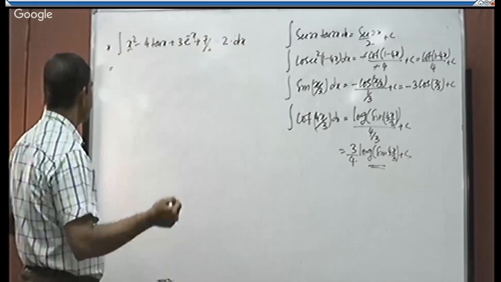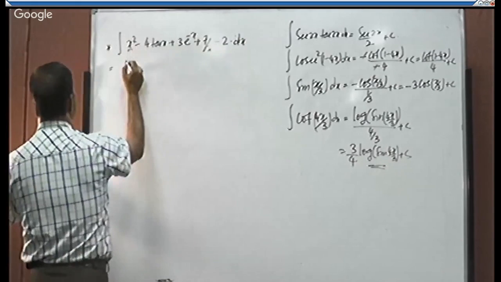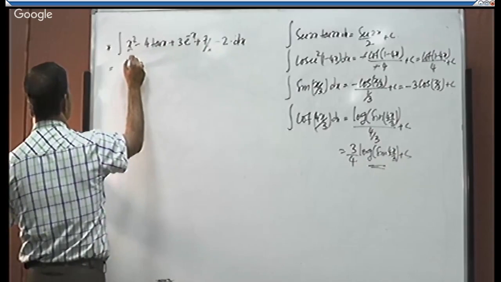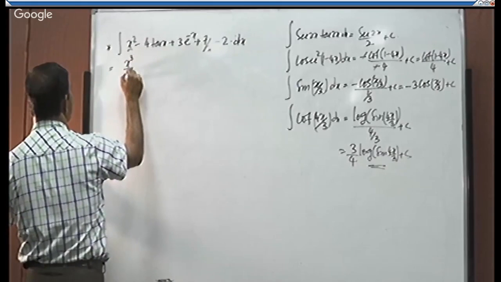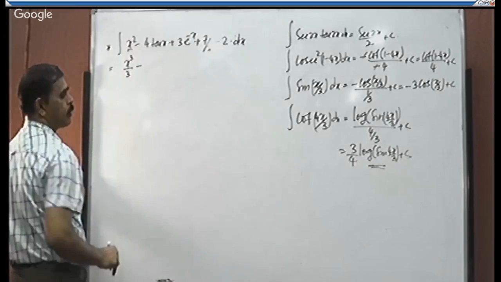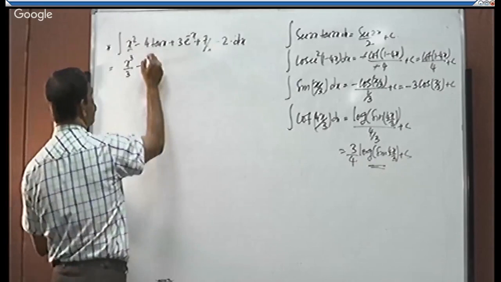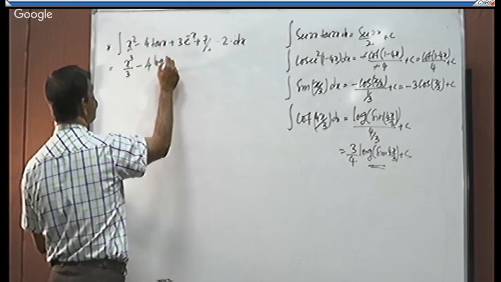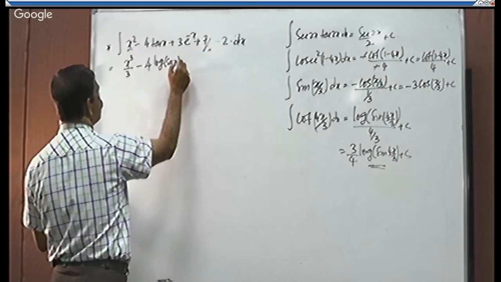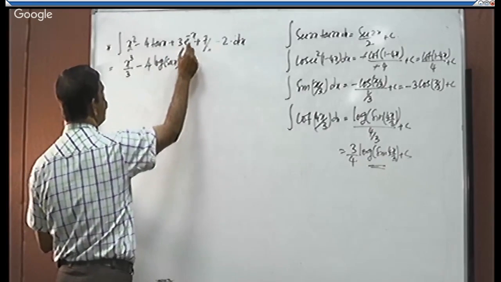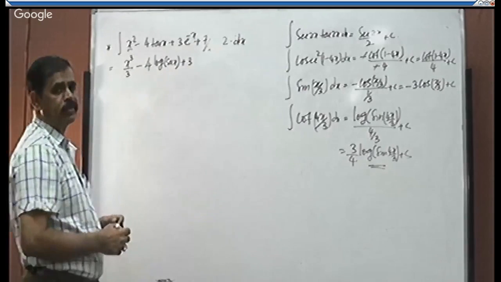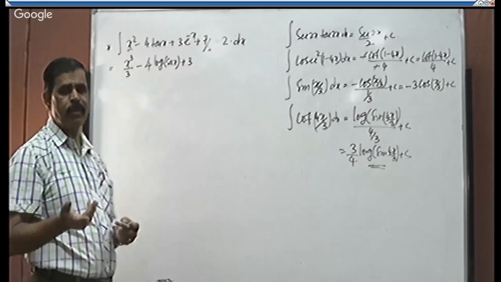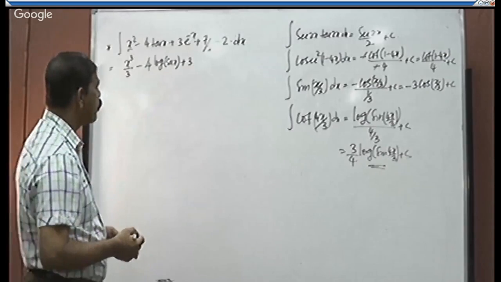You integrate individually. Integration of x square is what? It is x to the power of 2 plus 1 by 2 plus 1. Minus, keep the constant as it is. Integration of tan x is what? It is log of secant x, correct? Plus 3 into e to the power of minus x. If it is e power x, the answer will be e power x only. Here it is e power minus x.